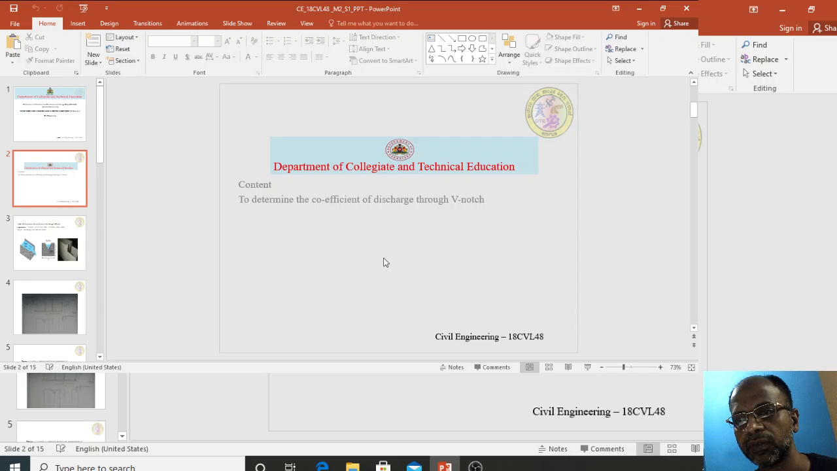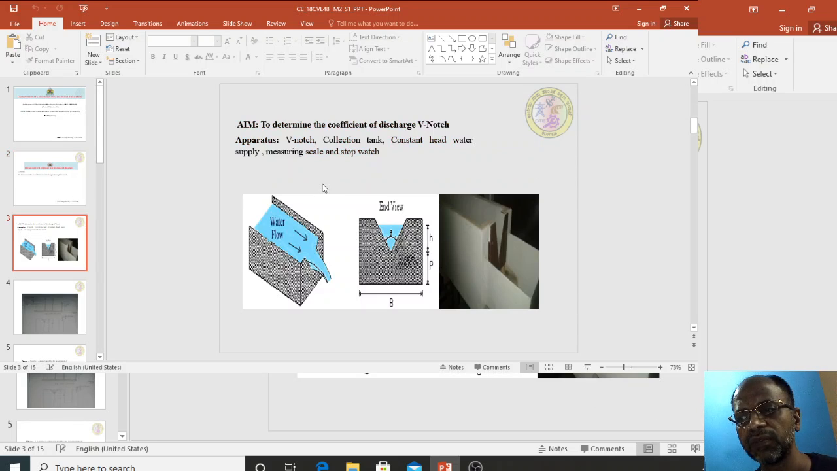So the content of today's laboratory discussion is to determine the coefficient of discharge through a triangular notch, also called a V notch. The aim of today's experiment is, as I said earlier, to determine the coefficient of discharge of the V notch. The apparatus are a V notch, collecting tank, constant head water supply, measuring scale, and stopwatch.